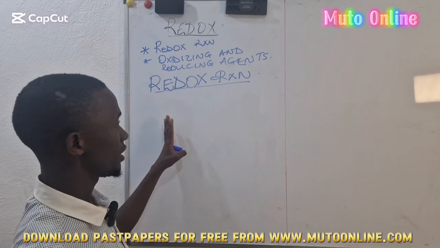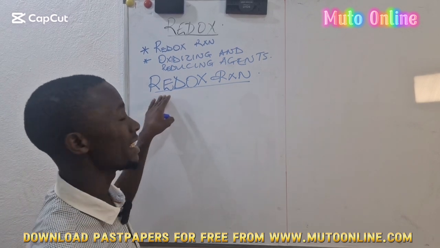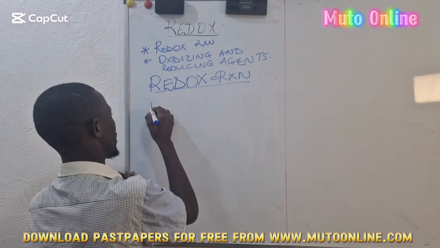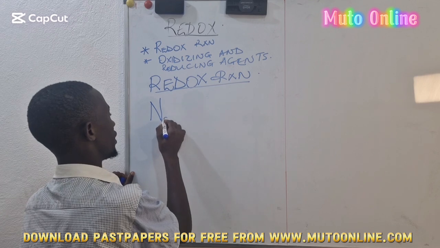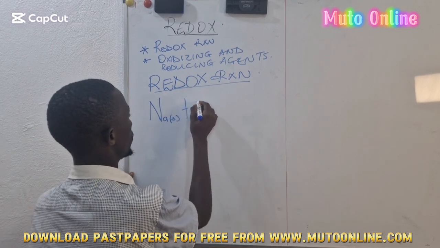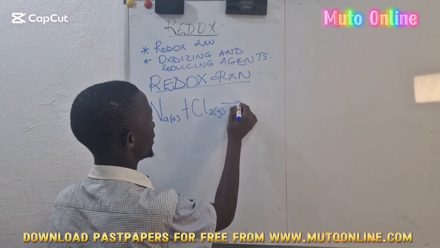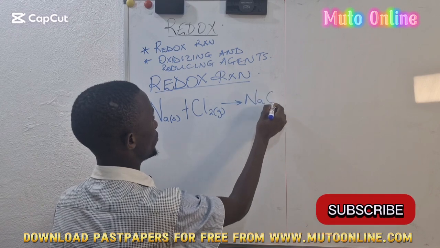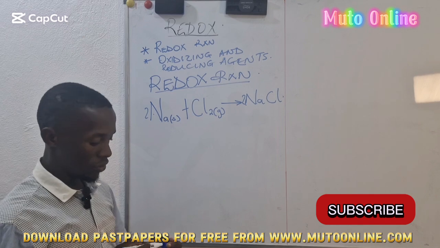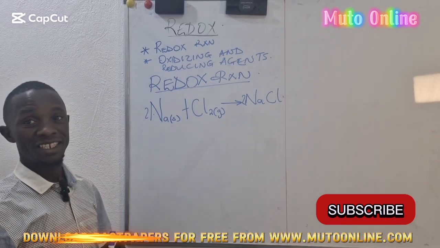I want us to use sample equations to understand this better. I will start by giving a simple reaction. That is a reaction between sodium with chlorine, simply giving us sodium chloride. When you look at this reaction, it is a simple reaction, but it is explaining.